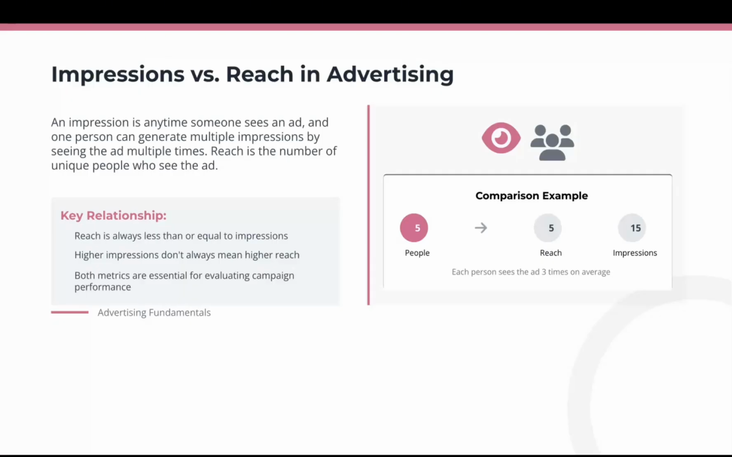So we have an example here. This eye represents the impression, and this group of 3 people represents the reach. So we can have 5 people. It reached 5 people, but the impressions were 15, because let's say these 5 people look at the ad 3 times. Every time they look at an ad, that's an impression, but it reached 5 people. So each person sees the ad 3 times on average. That is what we call impressions.